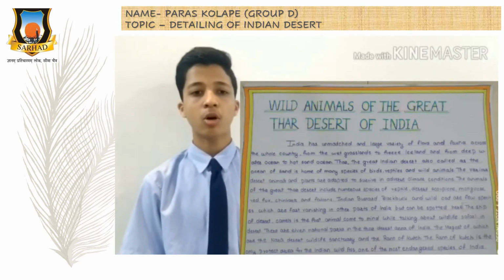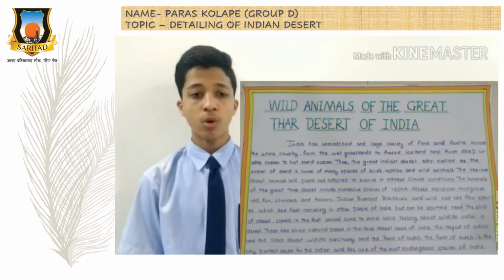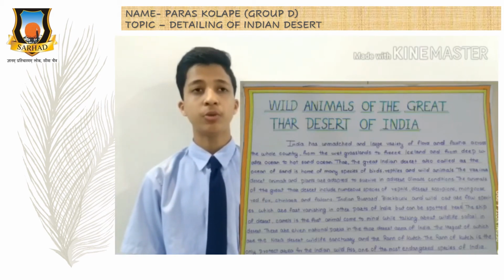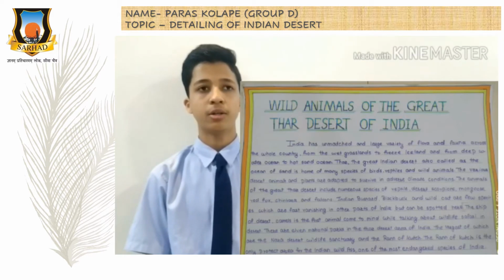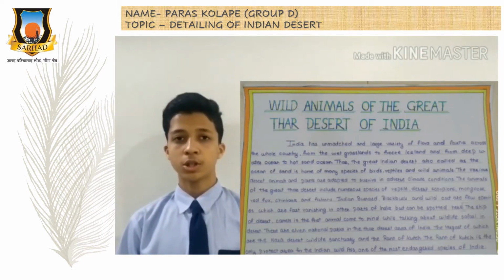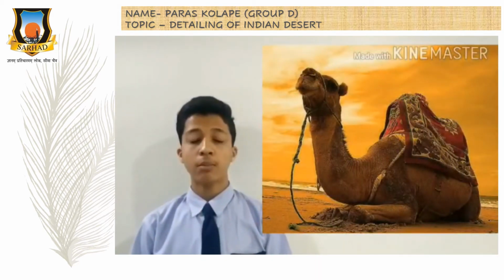The animals of the Great Thar Desert include numerous species of reptiles, desert scorpions, mongoose, red fox, chinkara, and wildcat. These are a few species which are fast vanishing in other parts of India but can be spotted here. You know the sheep of the desert? Who is the sheep of the desert? Yes, the camel is the sheep of the desert. The camel is the first animal that comes to mind while talking about a wildlife safari in the desert.